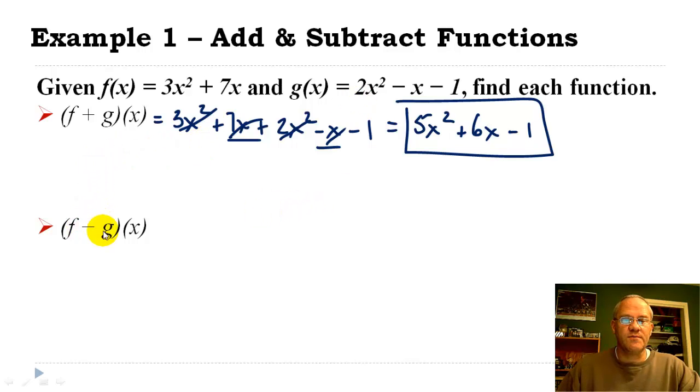Alright, f minus g of x. So again, we're going to do the same thing here. We've got 3x squared plus 7x.